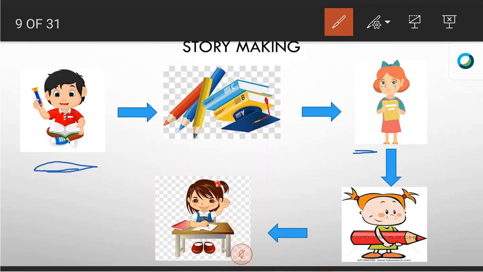Ma'am, what is the second picture, ma'am? Pencils and books, ma'am. Kindly mute yourself. Now it's audible. Shaheen ma'am, it's audible. Yes, ma'am.